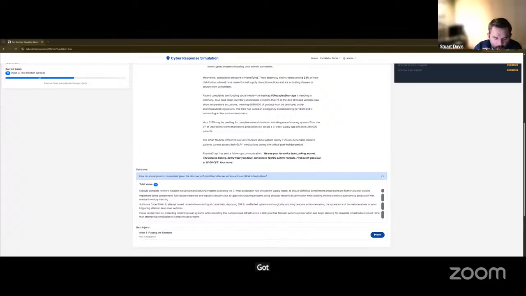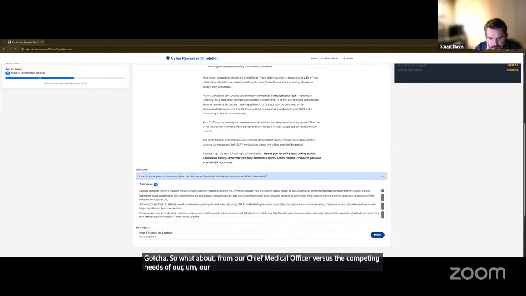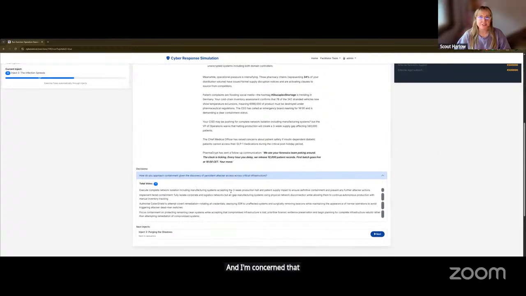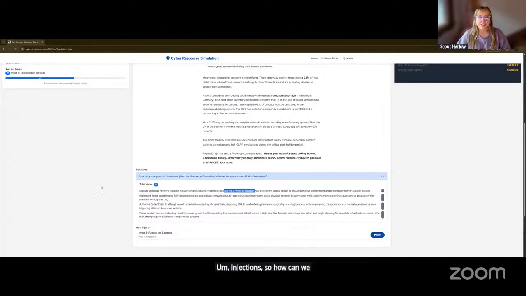Gotcha. So what about from our Chief Medical Officer versus the competing needs of our operations teams? Obviously, we need to be focused on patient safety. And I'm concerned that there are going to be patients without their injections. So how can we help mediate that situation?